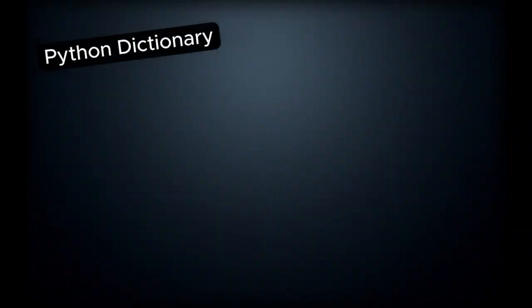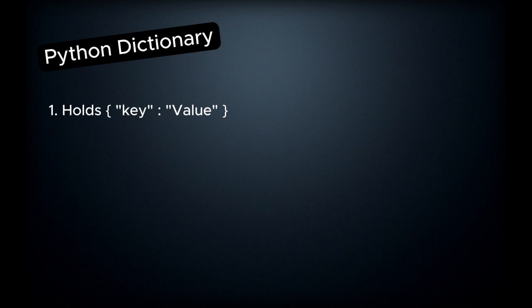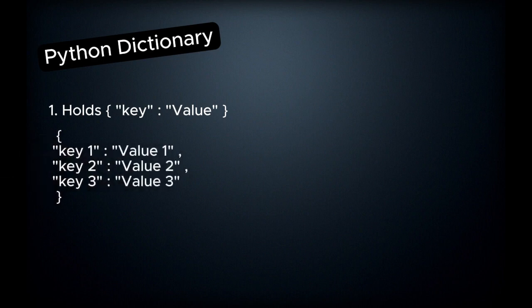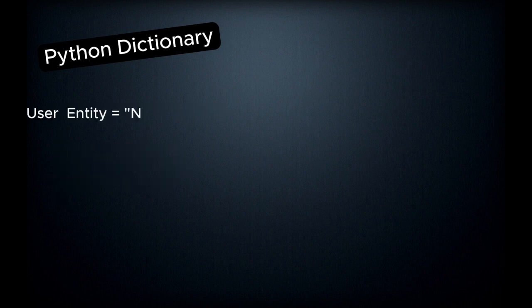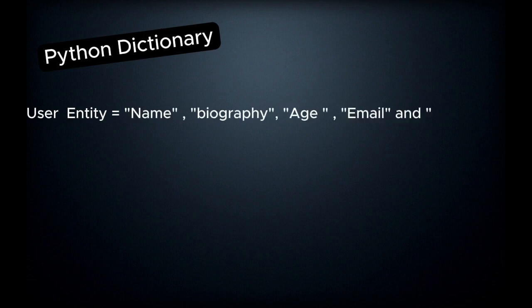A Python dictionary is a data structure that holds a collection of key value pairs or attributes. Each key is unique and is associated with a corresponding value. However, they are mutable, allowing for modifying, adding, or removing key value pairs. To better understand dictionaries, one can think of them as a collection of attributes associated with a particular entity. For instance, consider a user entity with attributes such as name, biography, age, email, and address. These attributes can be stored in a user dictionary, which conveniently stores and organizes the relevant information.